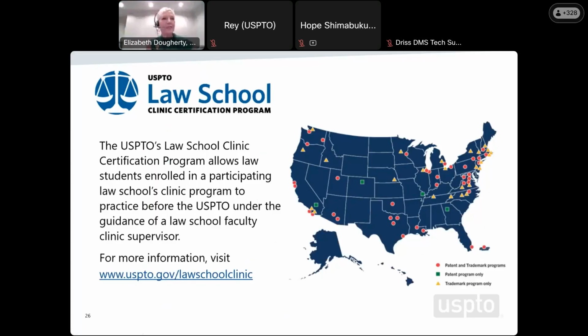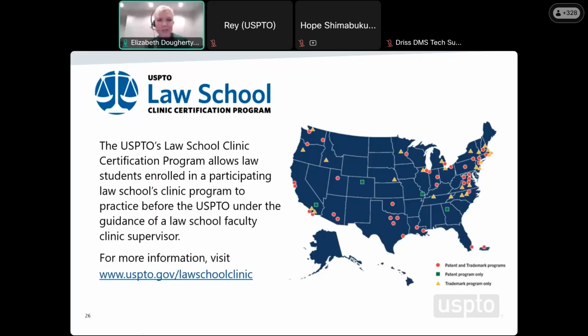The USPTO Law School Clinic Program. This is another beautiful opportunity bringing resources to financially under-resourced applicants. As you can see from the graphic here, there are law schools across the nation that have stood up law school clinics helping to grow the next generation of IP practitioners.